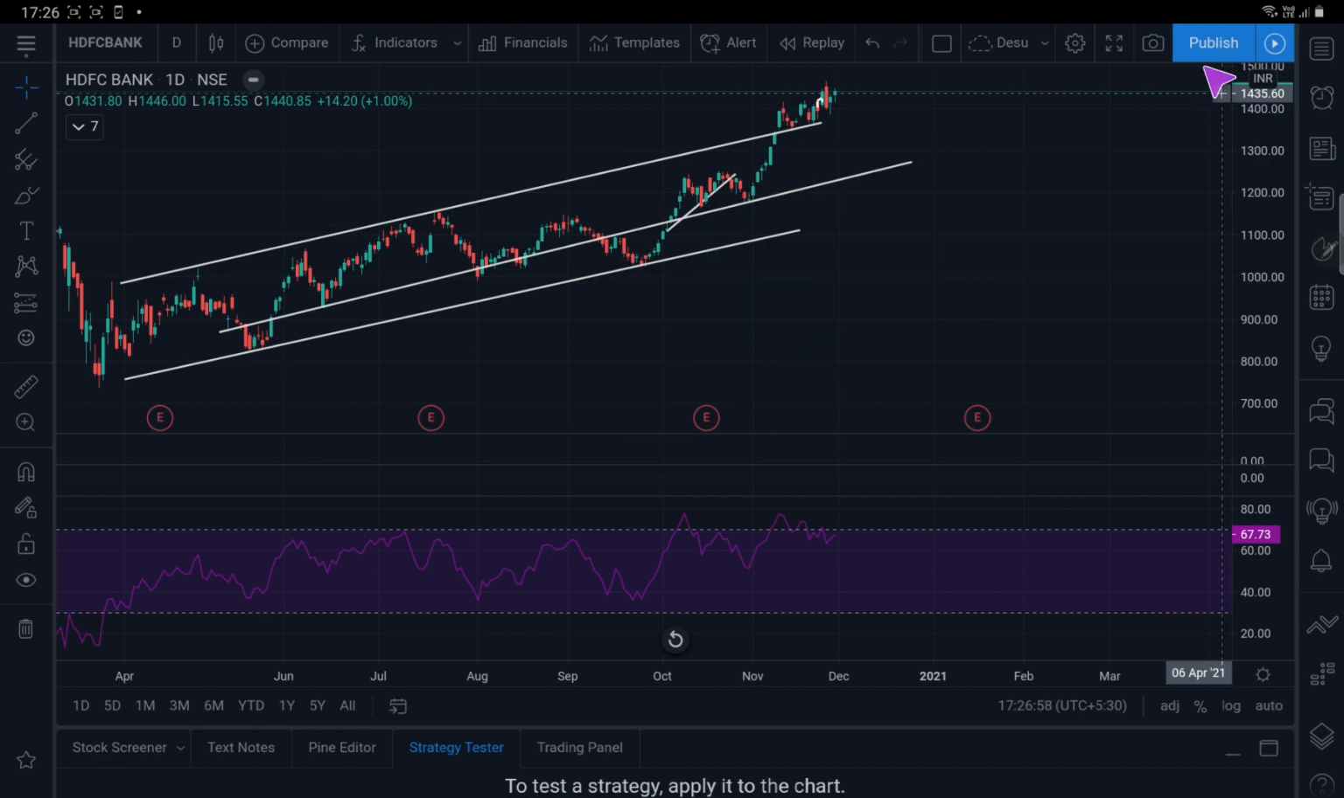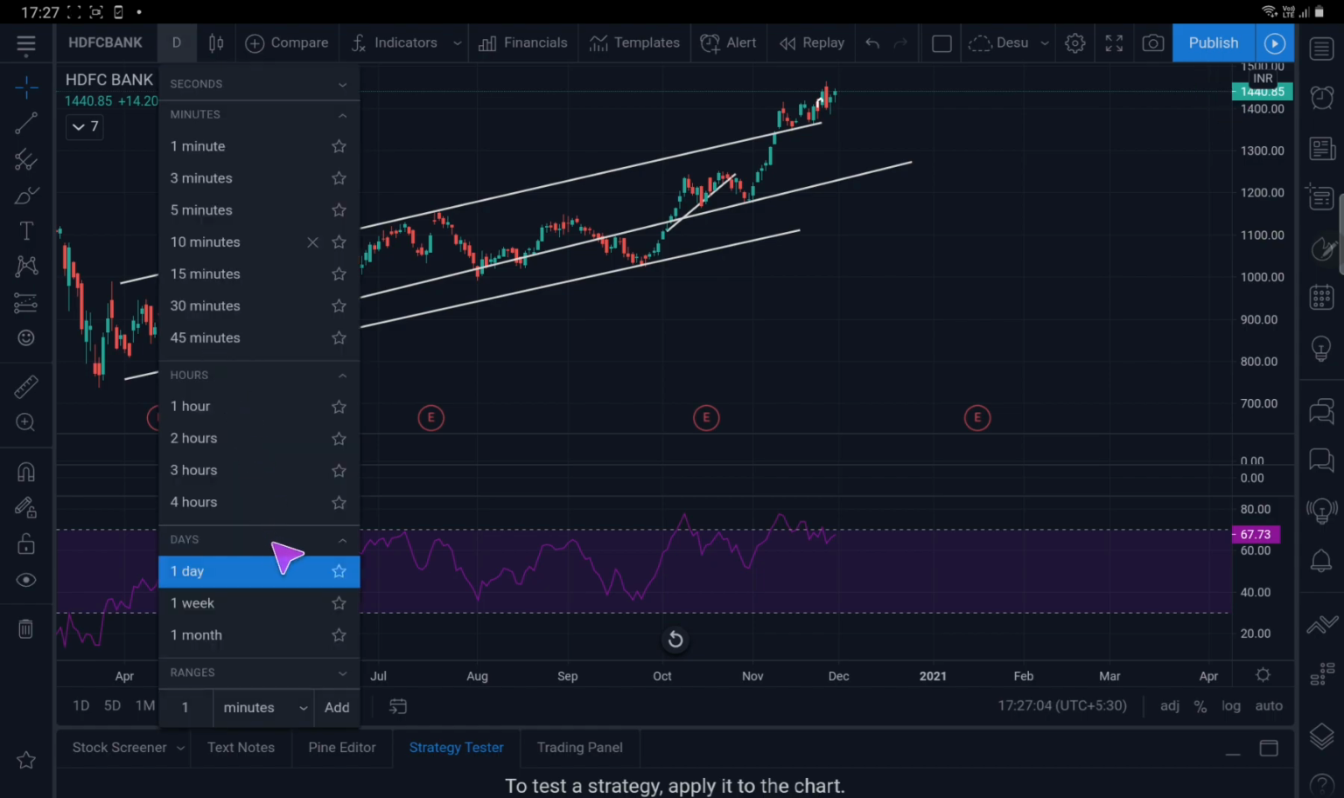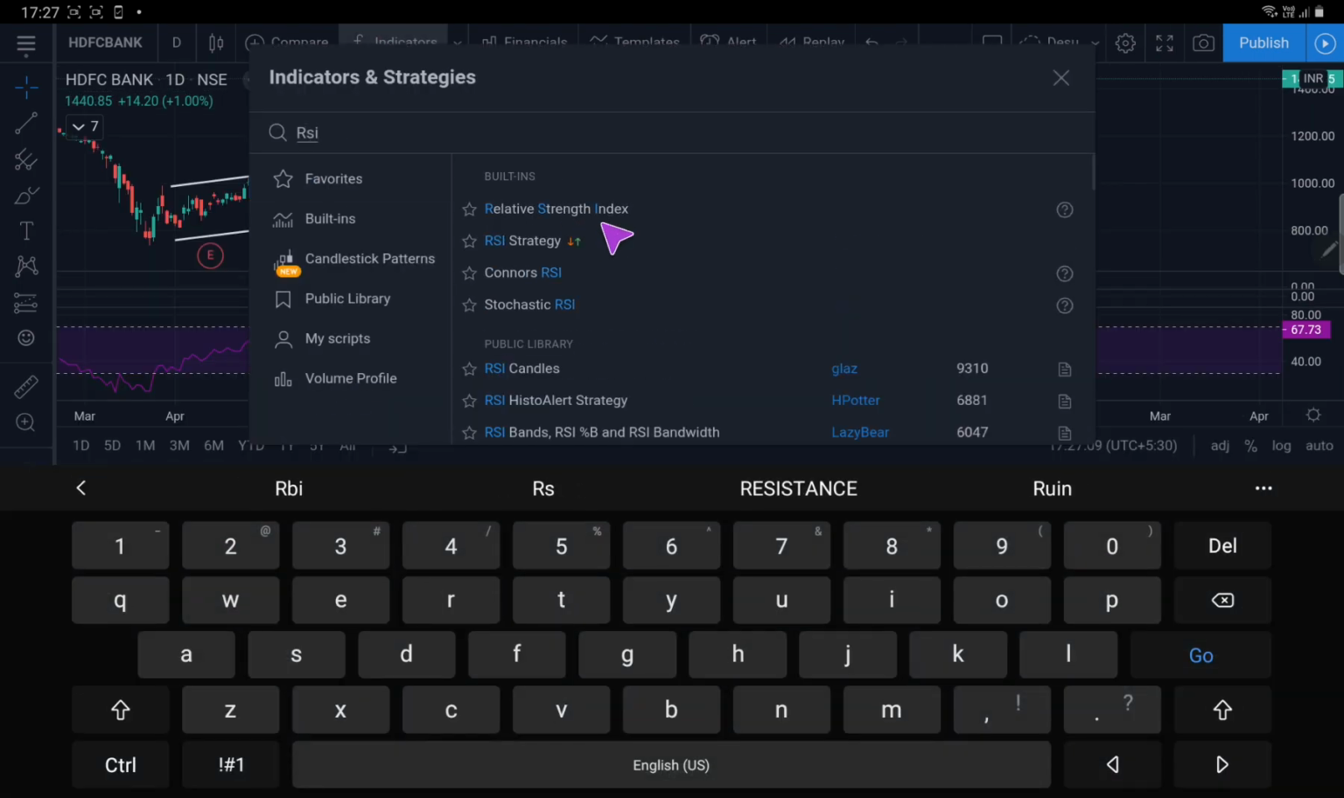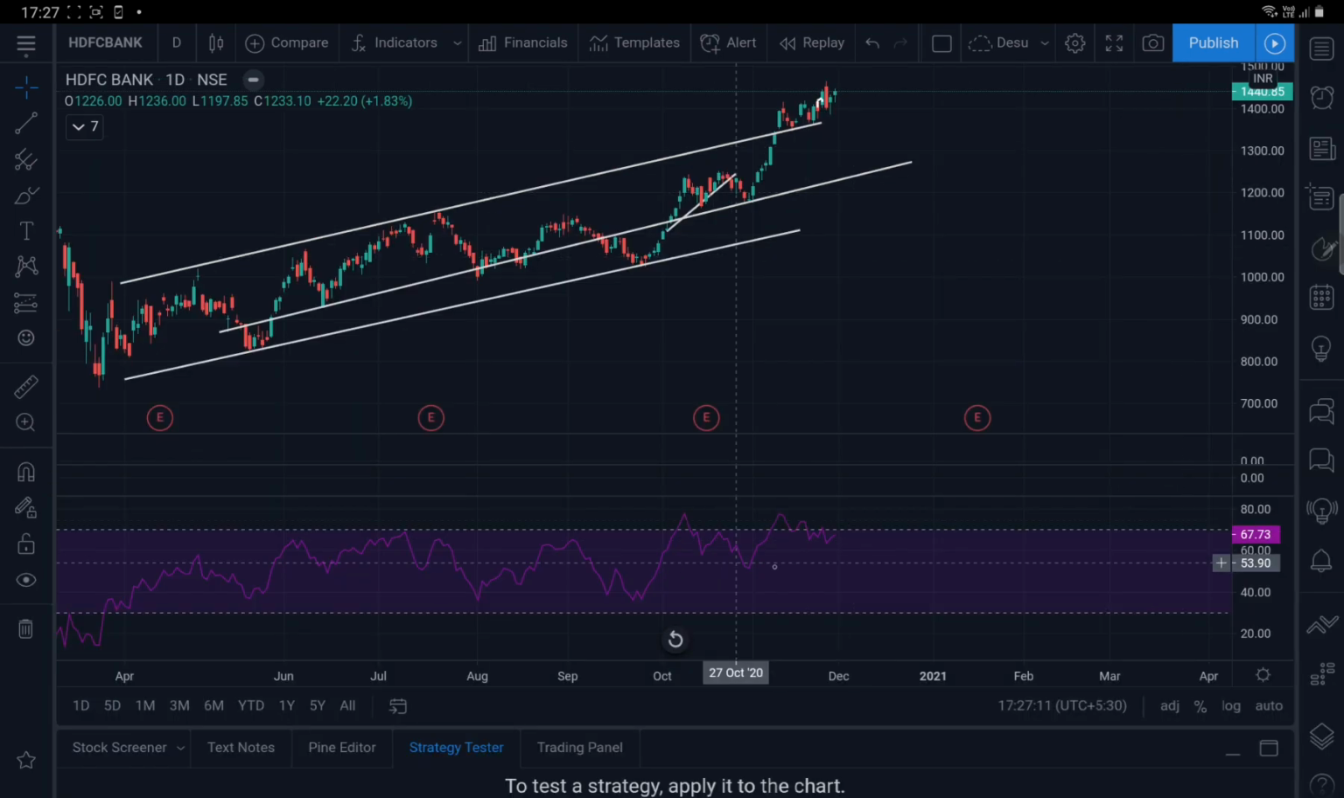Now, coming into this video, the first thing you need to understand is that for the highest accuracy, you need to go into the 1 day time frame, which I've selected, and then go into the indicators and select RSI, which stands for relative strength index, which I have already applied over here.